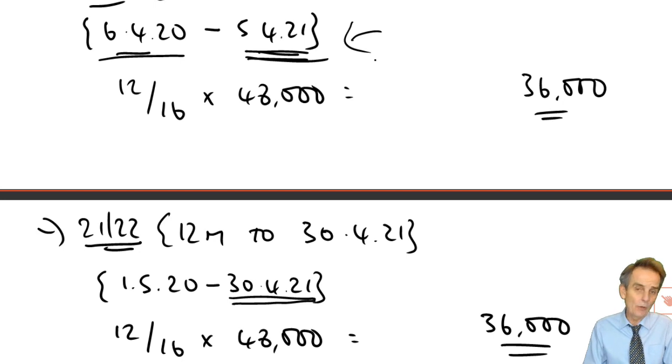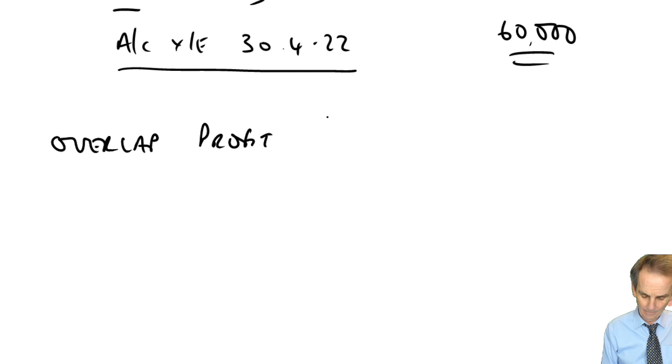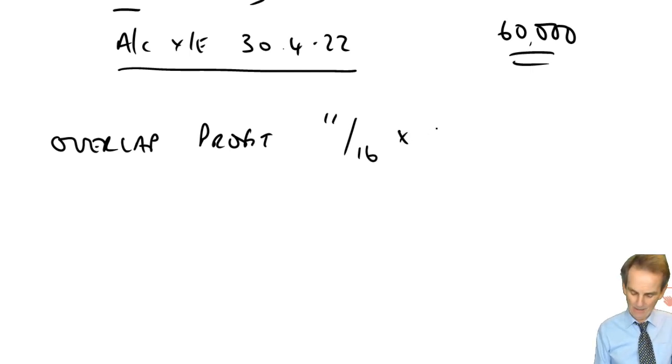So our overlap profit, therefore, would be computed as overlap profit: 11 months of the, it wasn't 18, was it? It was the 16-month opening period in which we made 48,000.